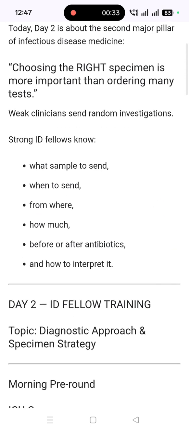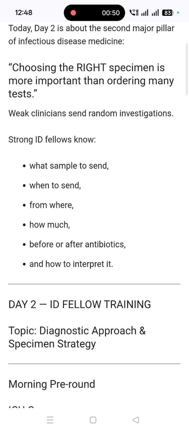So the second day is about the major pillar of infectious disease: choosing the right specimen is more important than ordering many tests. This is called diagnostic stewardship, that you should take care of the specimen. Don't just blindly send as many samples as you want.